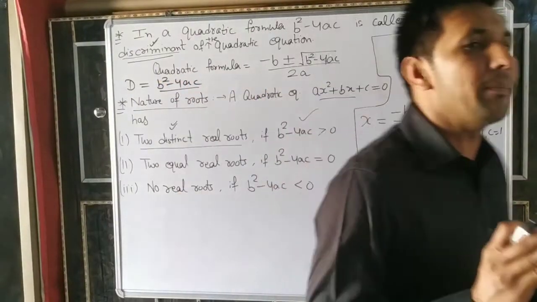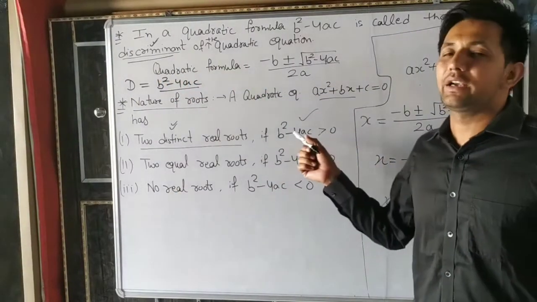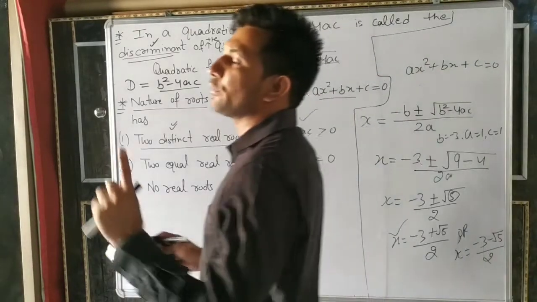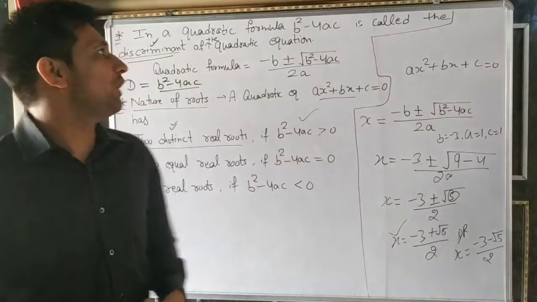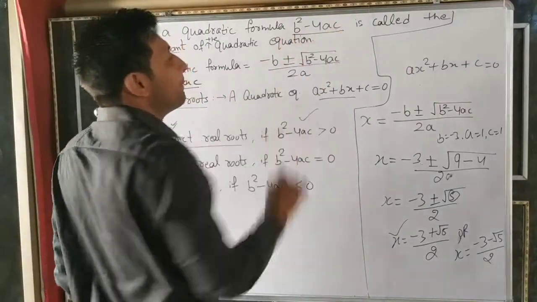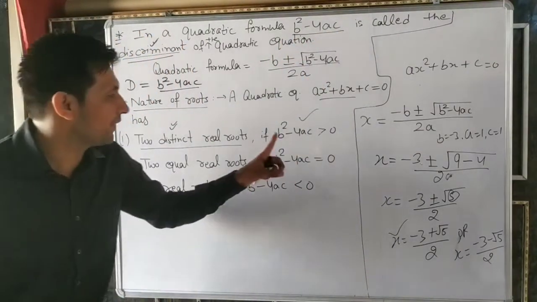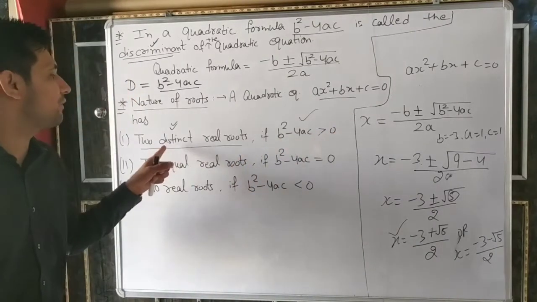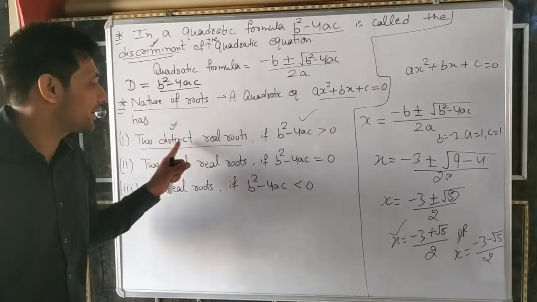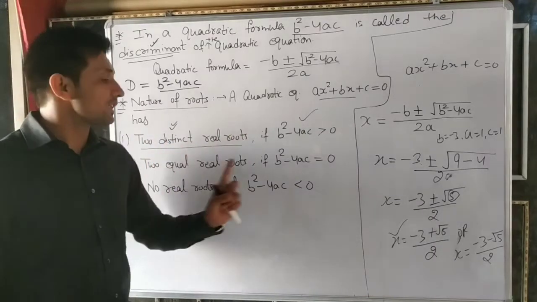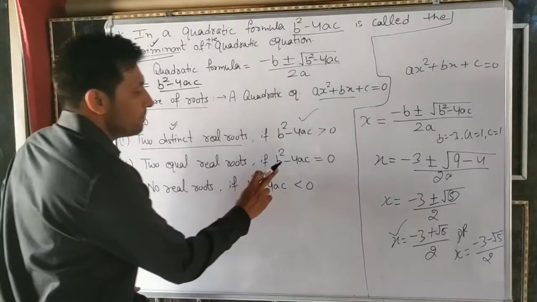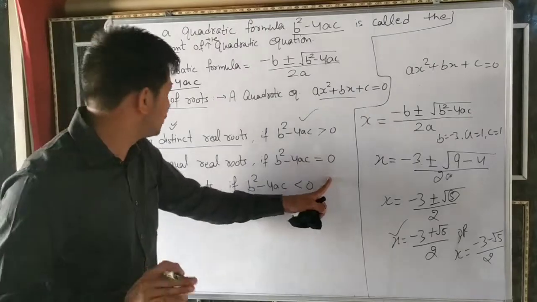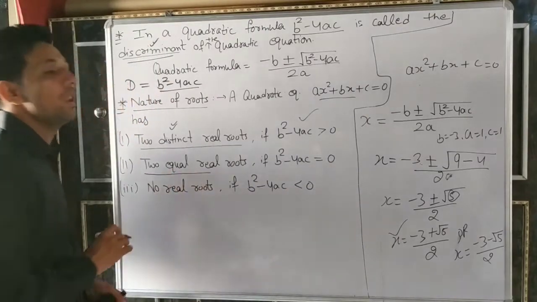So the question may ask to find the nature of the roots. If any question says find the nature of the roots, we will find only the discriminant b square minus 4ac. If b square minus 4ac is greater than 0, then we will say that the roots are distinct and real. Second condition, if b square minus 4ac is equal to 0, then the roots are equal and real.